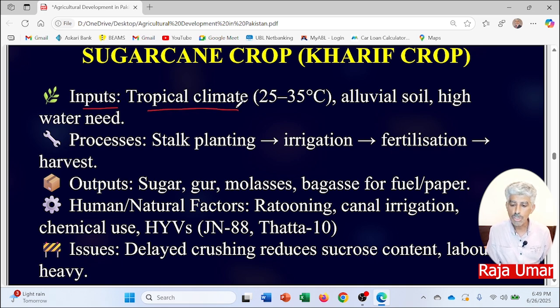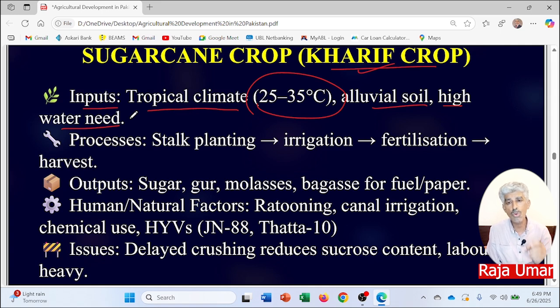Inputs: tropical climate, I mean again very hot climatic conditions are required, as it is again a kharif crop and it needs higher temperatures. Alluvial, fertile soil is required, and high water is needed, as it is a juicy crop. To build up that juice within the crop, a lot of irrigation is required.